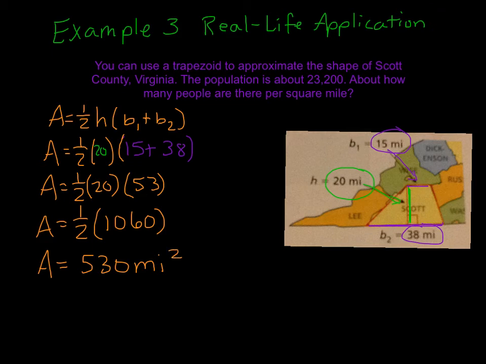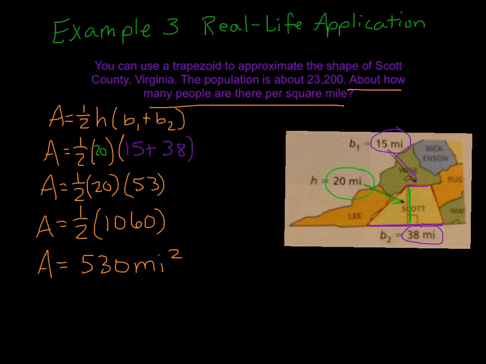Now I'm not finished, because it asks about how many people there are per square mile. If you finish with 530 miles squared, that doesn't make any sense. The question is asking how many people there are per square mile, so you have a little more work to do. The area of Scott County is about 530 square miles. So you divide the population by the area to find the number of people per square mile.